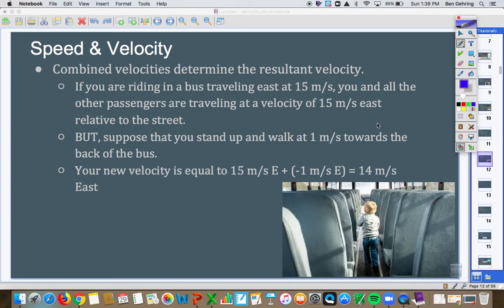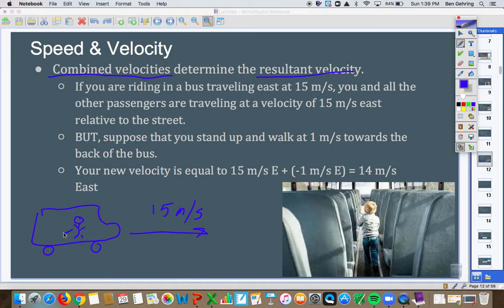For example, if you have two velocities, we have what's called a combined velocity or a resultant velocity. Either one of those terms kind of works here. So let's say you're riding on a bus, traveling east at 15 meters per second. You and everybody on this bus are all moving at that velocity of 15 meters per second to the east. Now let's say that you decide to stand up. So we're going to cut the side off of our bus. We're going to watch you walk to the back.